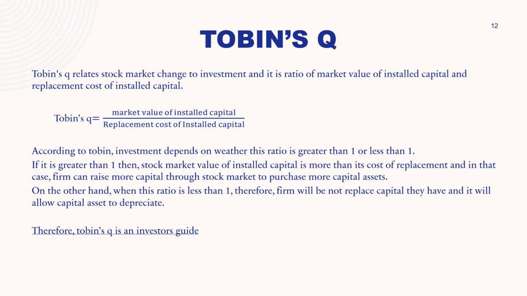Now, let's quickly discuss what Tobin's Q is. Tobin's Q relates stock market changes to investment, and it is the ratio of the market value of installed capital to the replacement cost of installed capital. According to Tobin, investment depends on whether this ratio is greater than 1 or less than 1.